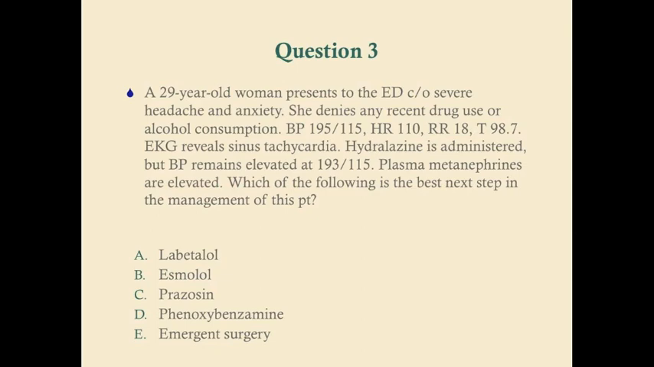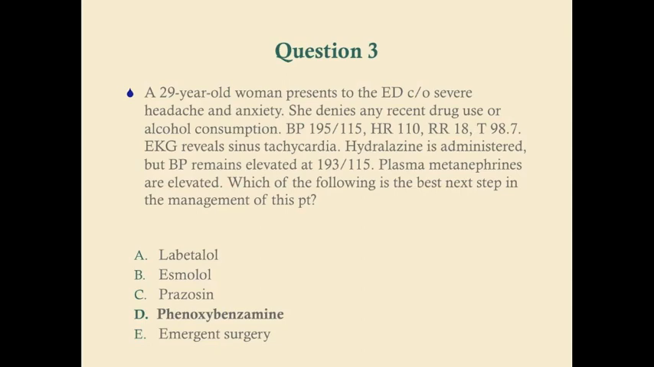And the answer here is D, phenoxybenzamine. So what does this patient have? She's got a really high blood pressure, she's got a severe headache, and she has a blood pressure that is not responsive to traditional antihypertensives. And then she's got those plasma metanephrines that come back elevated, which is the dead giveaway. She's got a pheochromocytoma. It's rare.